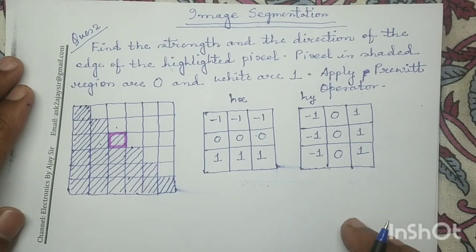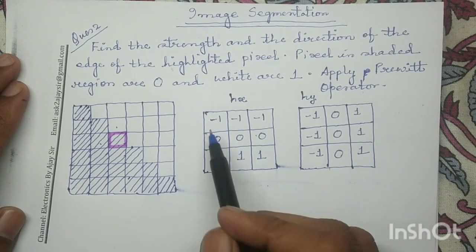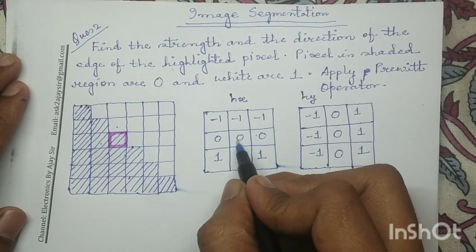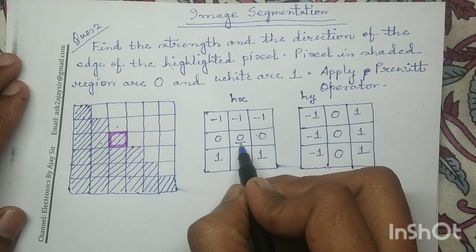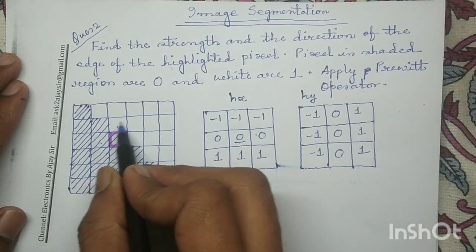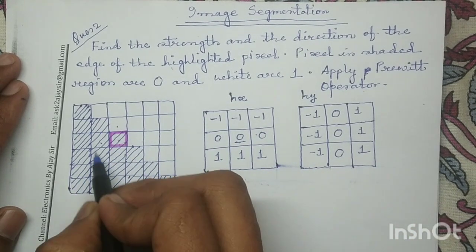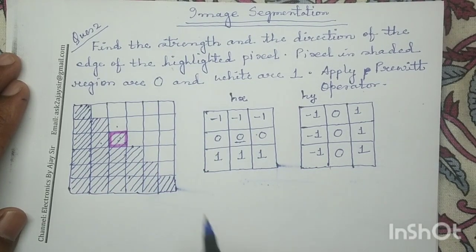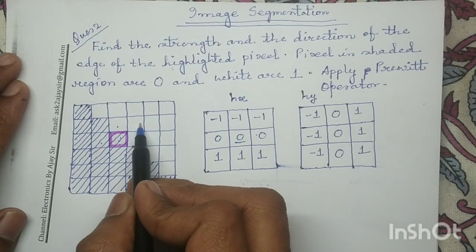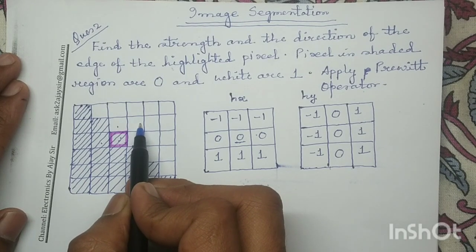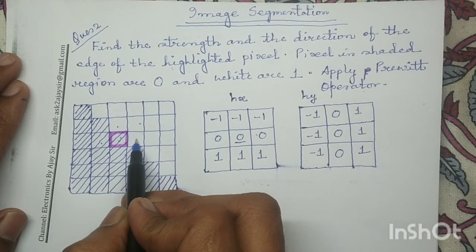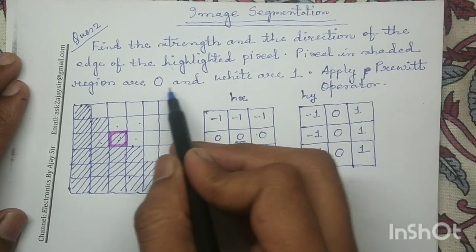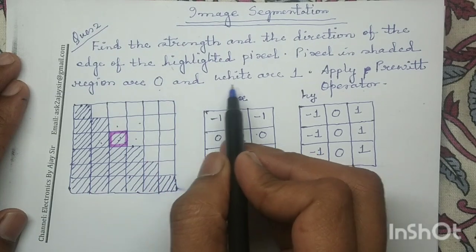So in a similar manner we will proceed. First we will apply the filter mask hx at this highlighted pixel. The center of this hx mask is this one. We have to apply this mask here, and all these pixels, including the center pixel, we have to multiply with the corresponding coefficient. So the first row is multiplied with -1, the second row with 0, and the third row with 1.